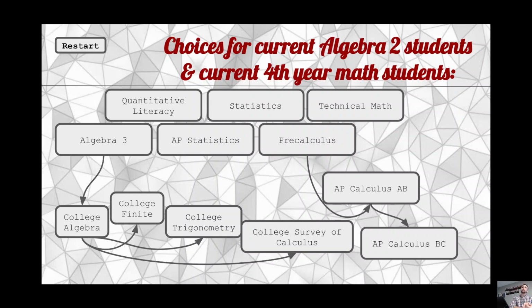The other one would be college algebra. It's a pretty common pick. College algebra is a 1-semester course. After you take college algebra, you could take one of these 3. I will tell you that Survey of Calculus and College Trig have not been offered the last few years. If we don't have at least 15 students request a class, then we don't offer it because it's too expensive to have a teacher teach a class of just 3 or 4 students. So those don't often make it.